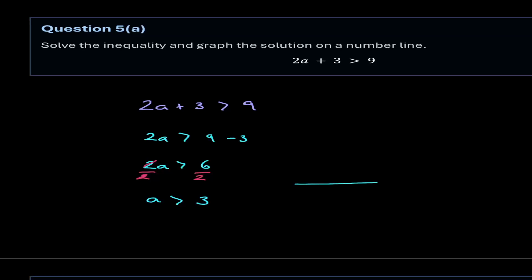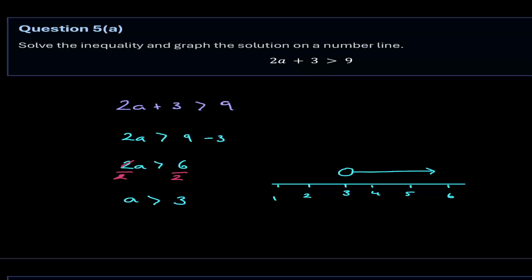So how would we plot this on a number line? So let me draw my number line. Let's say 3's here, 4's here, 5, 6. Let's go to 1. So a is greater than 3. So at 3 we put a circle and it's greater than, so it goes towards the right. And it's really important that you draw a hollow circle. If this said greater than or equal to, then you would color in the circle. But in this case, it is just greater than, so it's just a hollow circle towards the right.